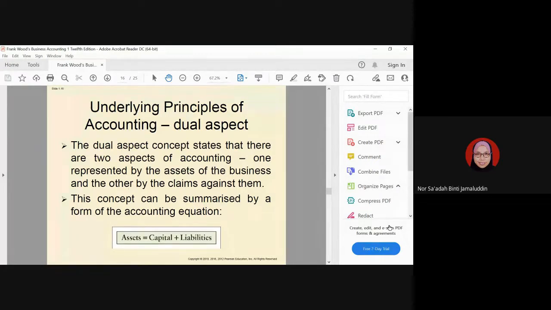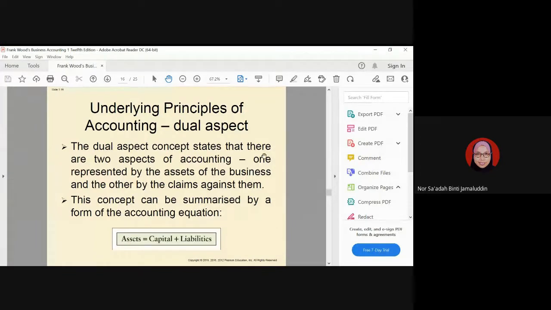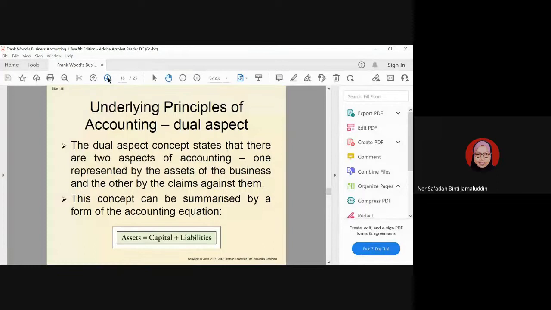As we learned before, in order to record a transaction, you must know the accounting equation. Assets equal capital plus liabilities. From this equation, you will be able to record the transaction, either to include it in the debit side or in the credit side. Besides this accounting equation, your recorded transaction may not be totally right.